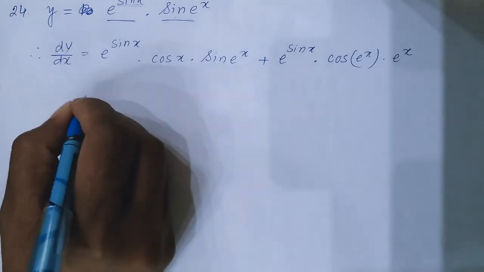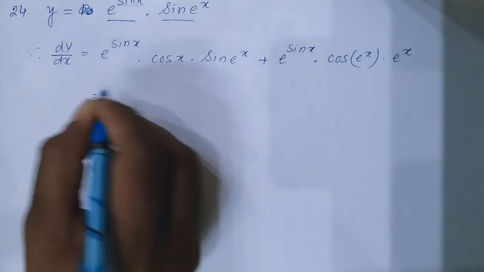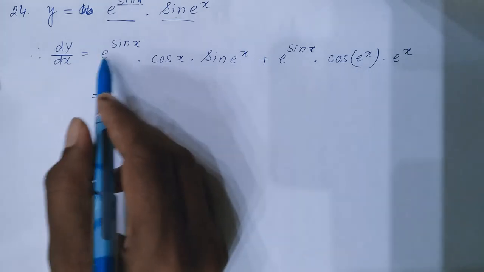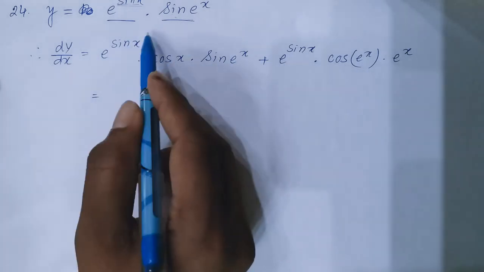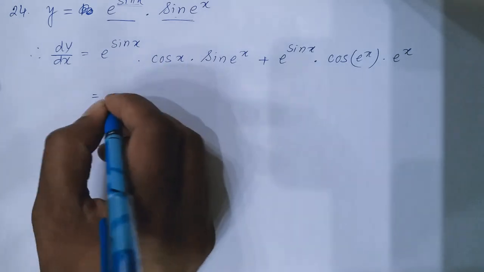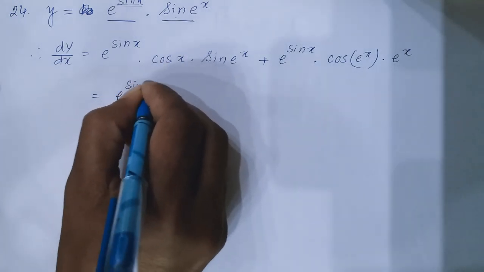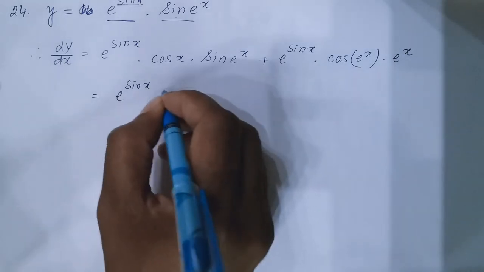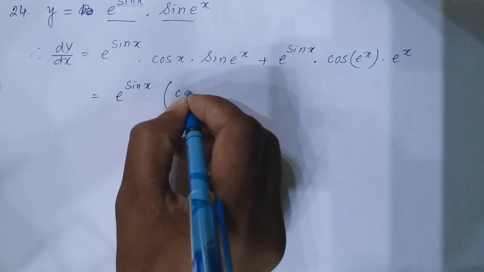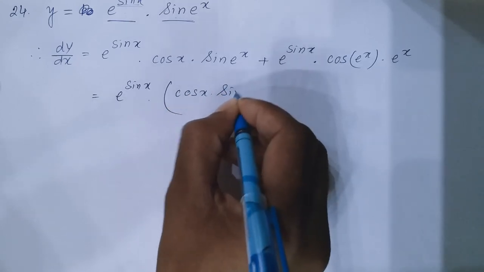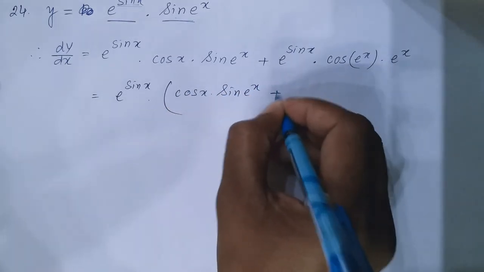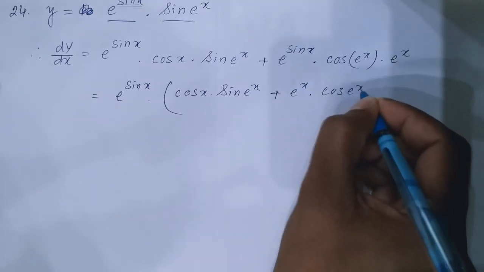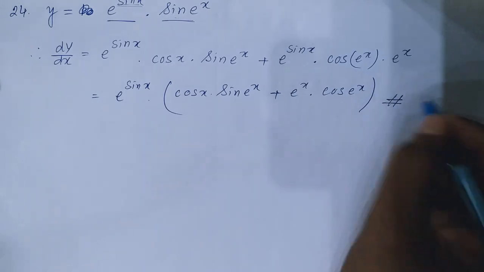In the last simplified line, is any term common? No term is common, only e to the power sin x is common. So take e to the power sin x common. Is there any other term common? No more term is common. So e to the power sin x whole into, you have cos x into sin e to the power x, then plus e to the power x into cos e to the power x. So you may leave the answer here.